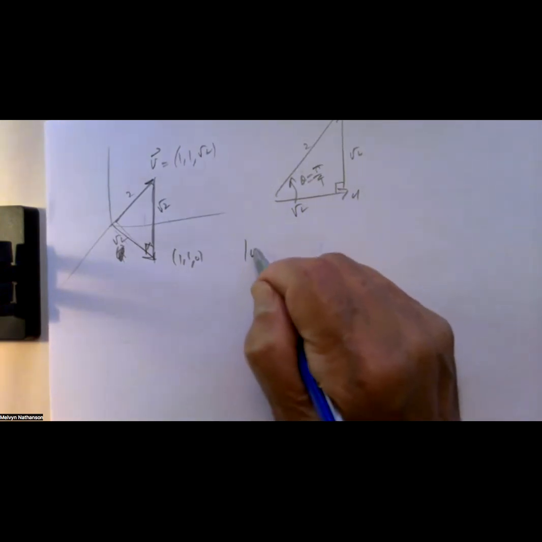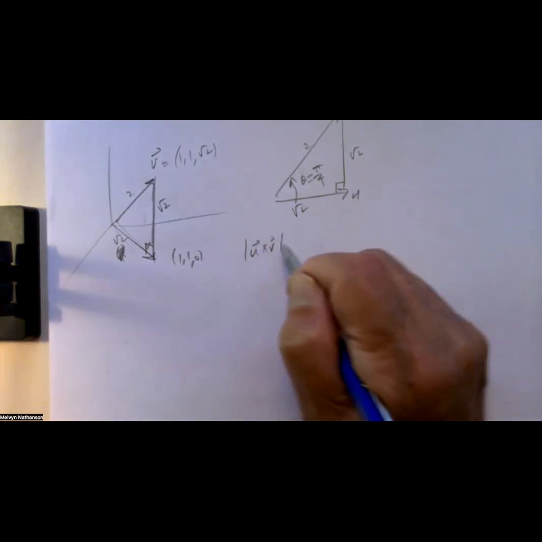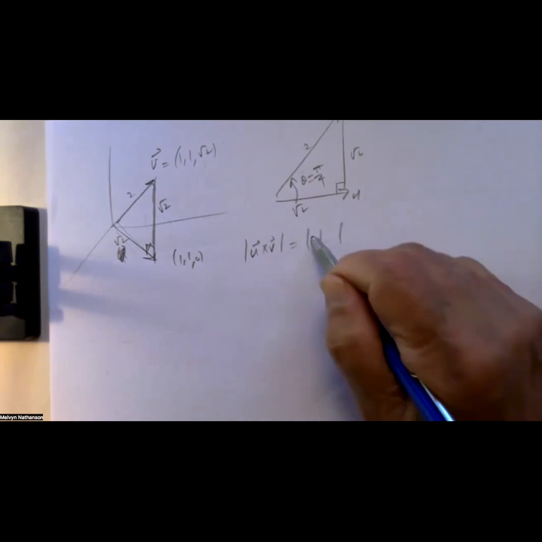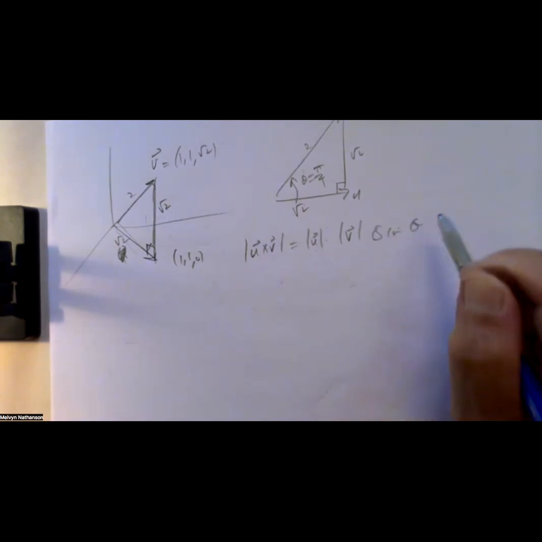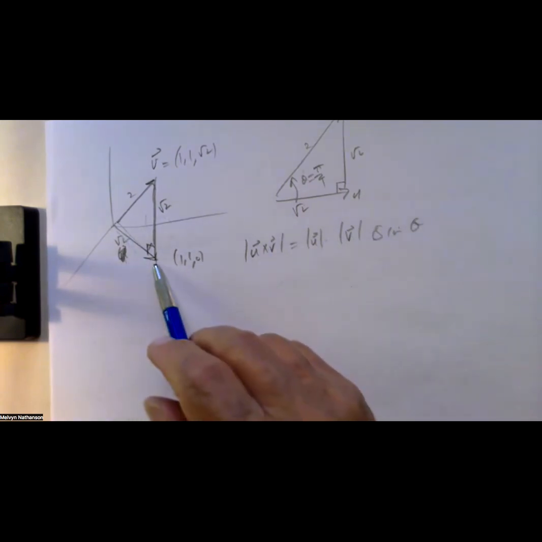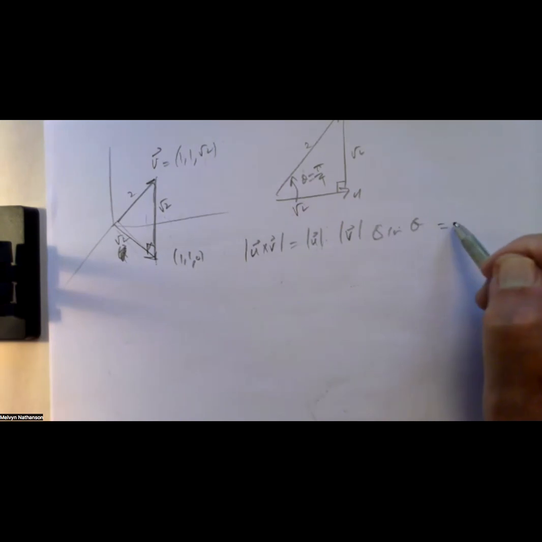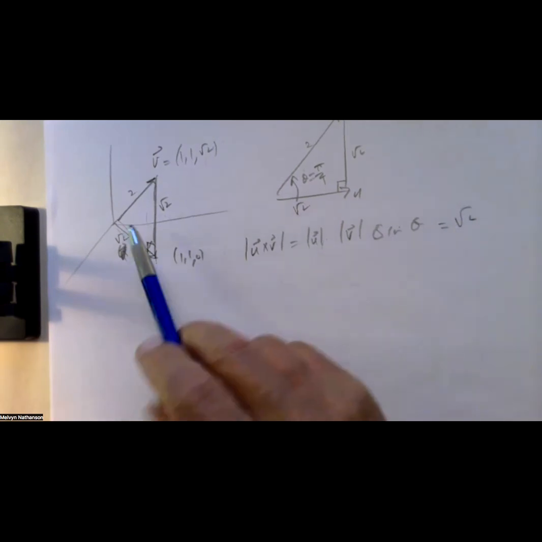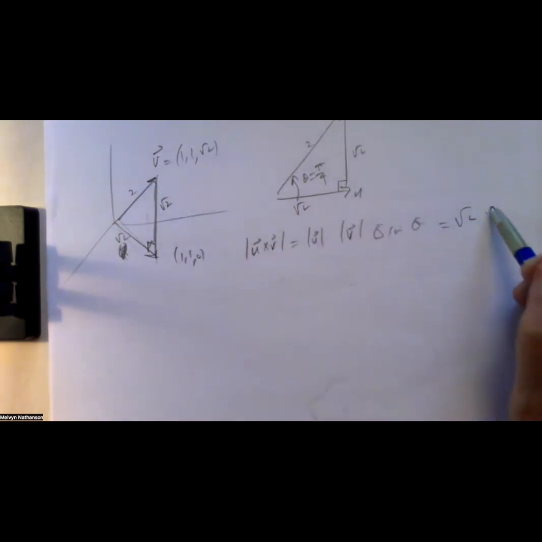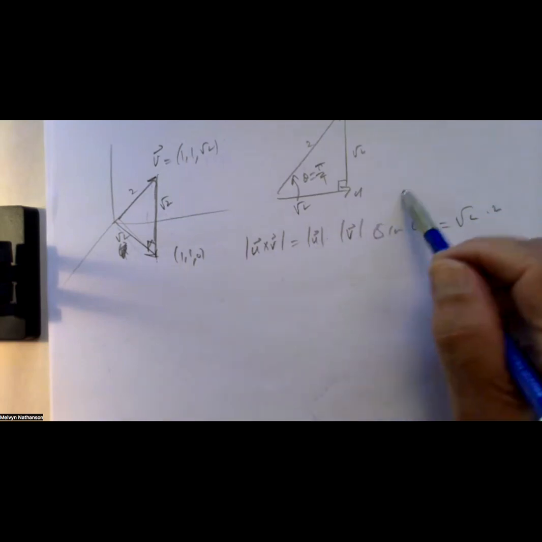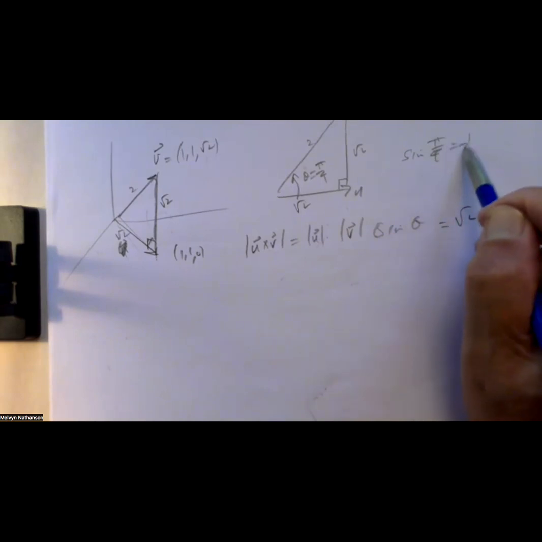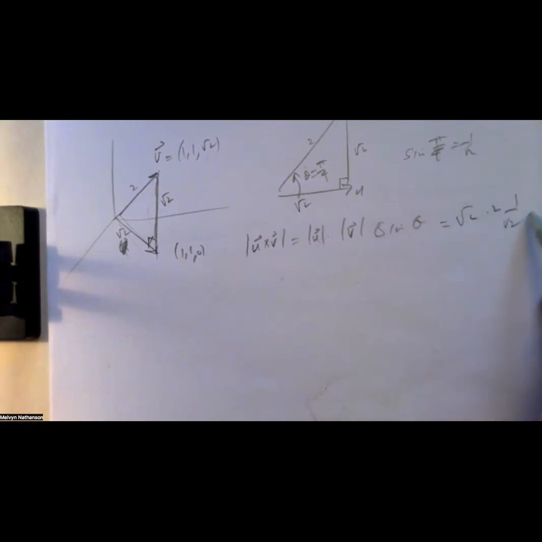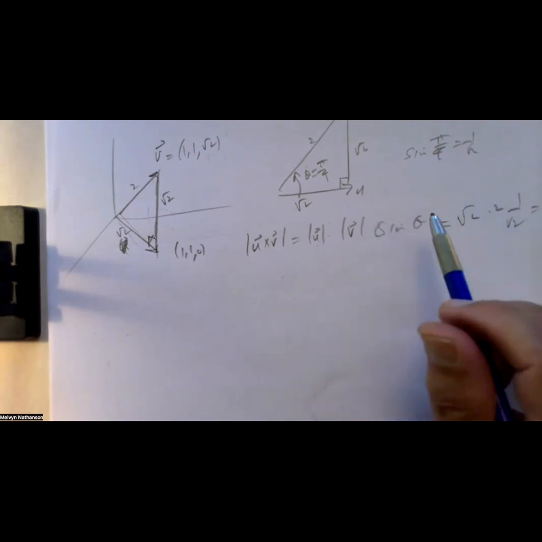So for the cross product, the magnitude of the cross product is the length of u, the length of v, times the sine of the angle between them. The length of u is root 2. The length of v is 2, and the sine of pi over 4 is 1 over root 2. So u cross v has length 2.